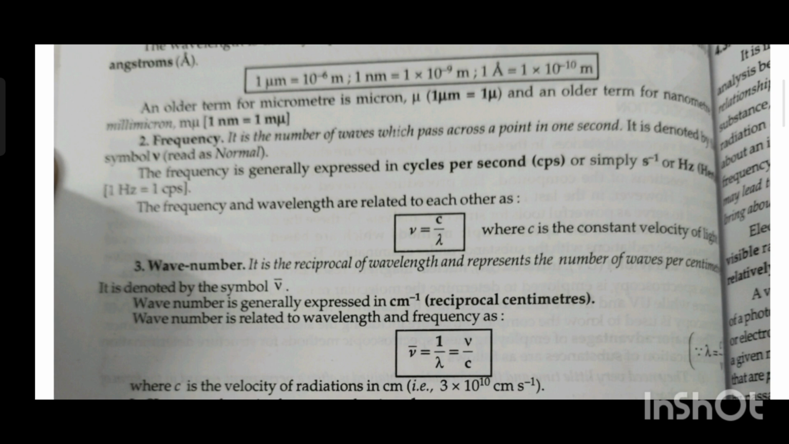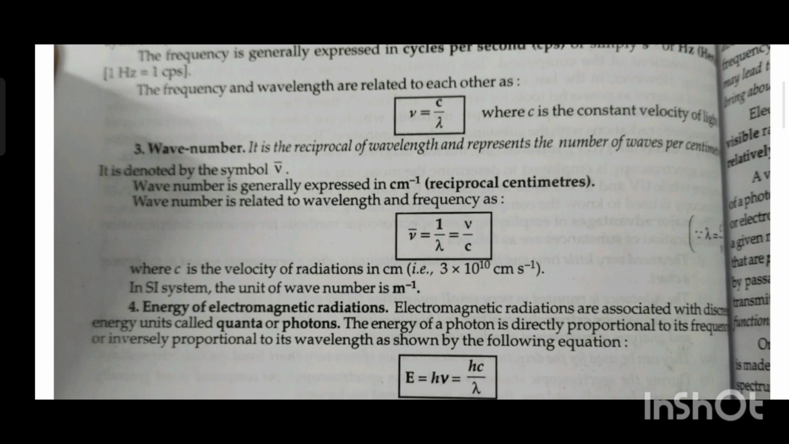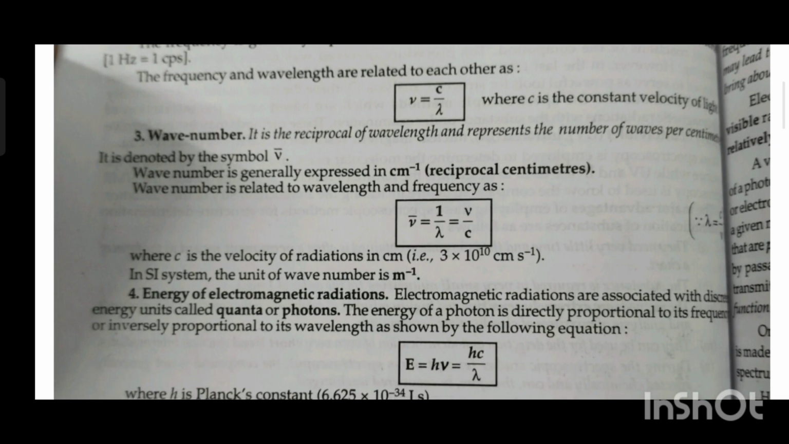Third, wave number. It is the reciprocal of wavelength and represents the number of waves per centimeter. It is denoted by the symbol nu bar. Wave number is generally expressed in centimeter inverse, the reciprocal of centimeter. Wave number is related to wavelength and frequency as nu bar is equal to 1 by lambda is equal to nu by c, where c is the velocity of radiation in centimeters, that is 3 × 10^10 centimeters per second. In the SI system, the unit of wave number is meter inverse.